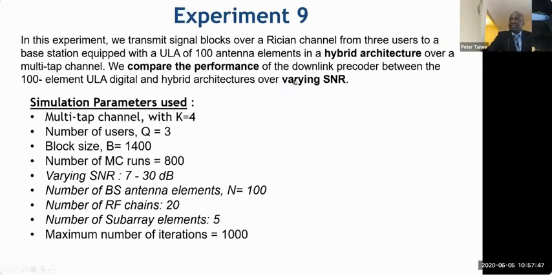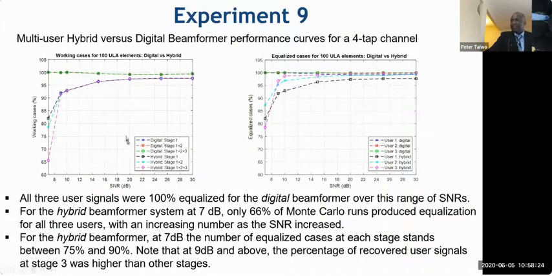So these are the experiments we conducted for the hybrid architecture. We compare the performance of the downlink precoder between digital and hybrid architecture over varying SNR. We should note here that the ULA size used in this experiment is 100, and the number of RF chains is 20. So the number of elements in each sub-array, NS, is 5. And here are the results.